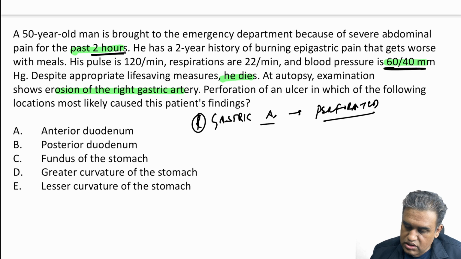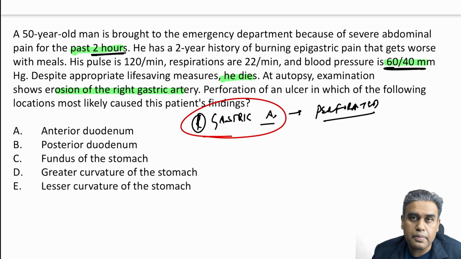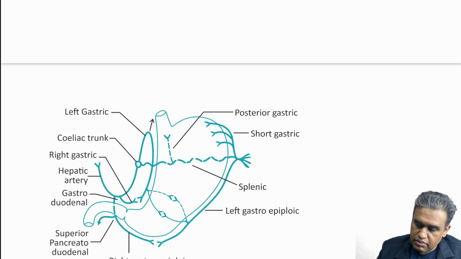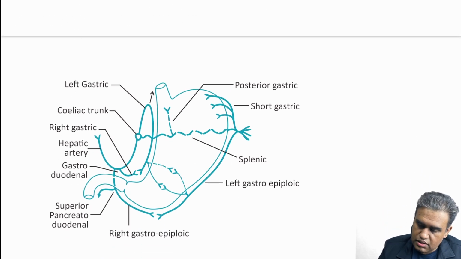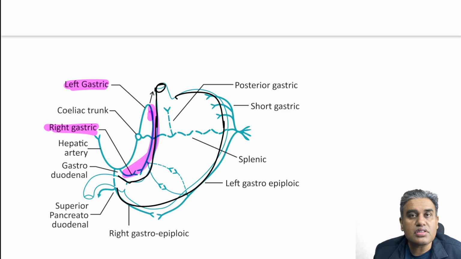Now they're asking you, perforation of an ulcer in which of the following locations. So they're asking basically, do you have any idea where this right gastric artery is in the stomach? Let me show you an image. This is an image of the stomach having this lesser curvature, and this being the greater curvature, and these are the various important vessels. This is the right gastric, that is the left gastric. Both are towards the lesser curvature of the stomach.